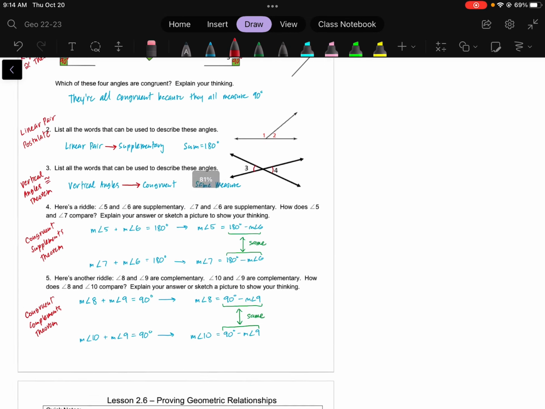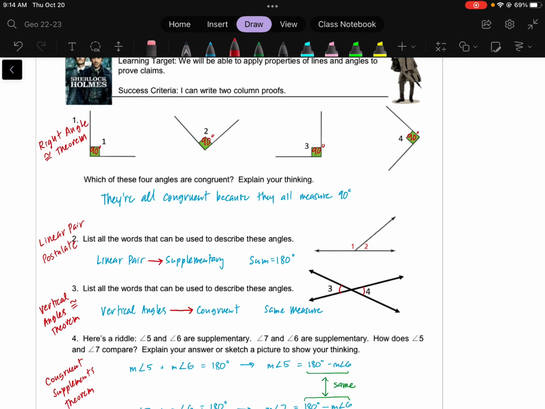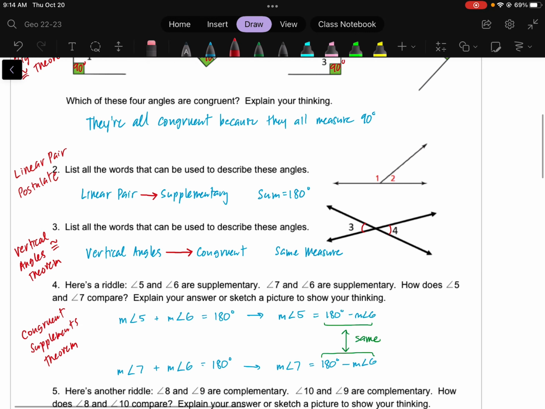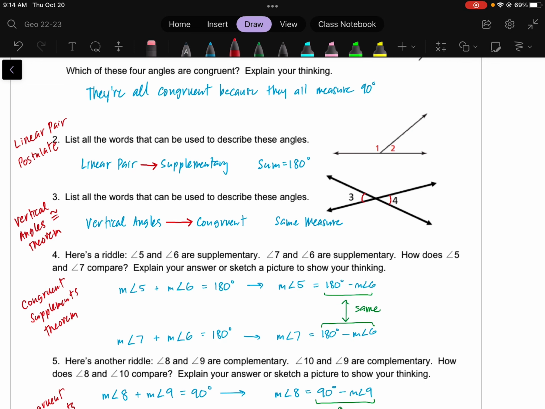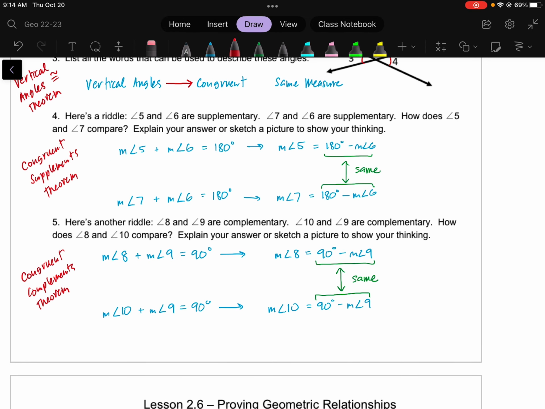So in total, we've seen 5 different theorems or postulates about angles. Some of them are kind of obvious, and some of them we need to think a little bit deeper on. Number 1, all right angles are congruent to each other. Number 2, linear pairs are always supplementary. Number 3, vertical angles are always congruent. Number 4, two angles that are supplementary to the same common angle have to have the same measure. And number 5, two angles that are complementary to the same common angle also have to have the same measure.